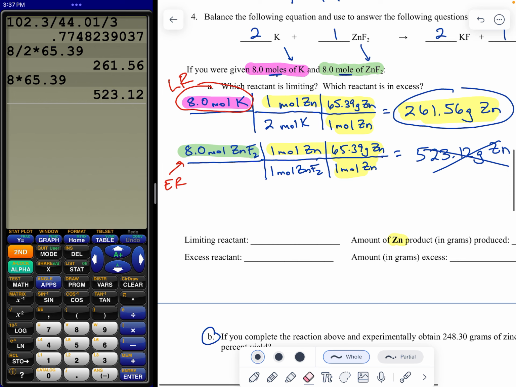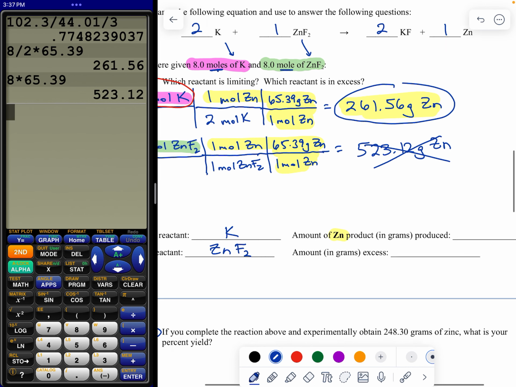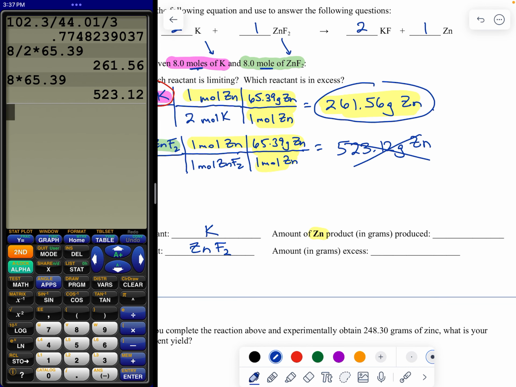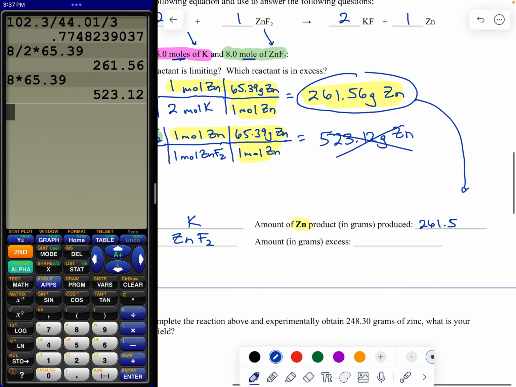So limiting reactant, we just figured out that it was potassium, and the excess reactant was the other one, which was zinc fluoride. The amount of zinc produced in grams, well, we figured out that based on the starting amounts of those substances, we can only produce 261.56 grams of zinc. And then it asks for the amount of grams in excess.